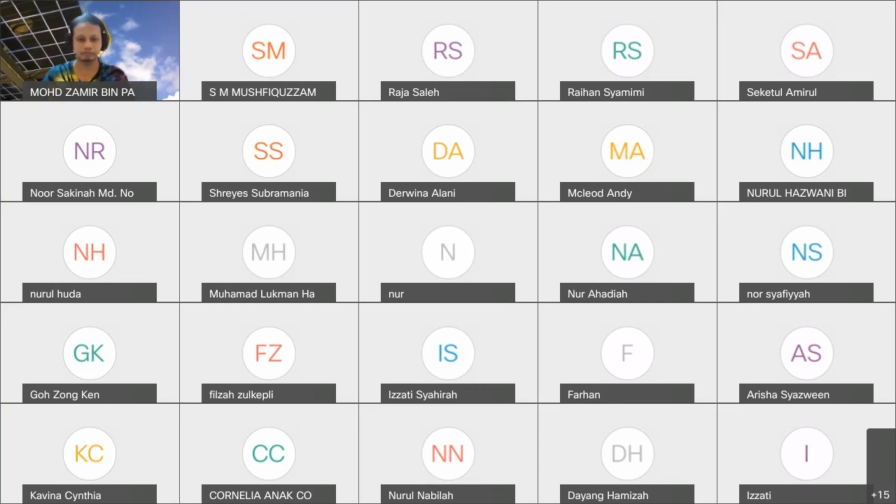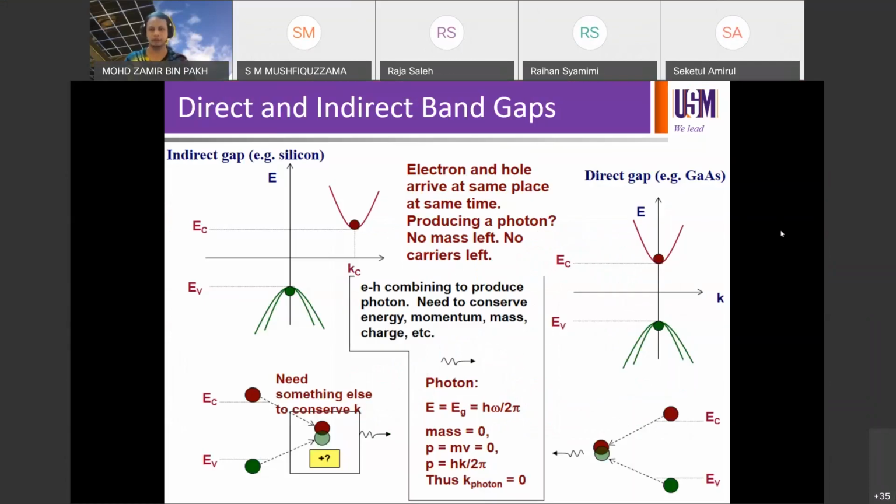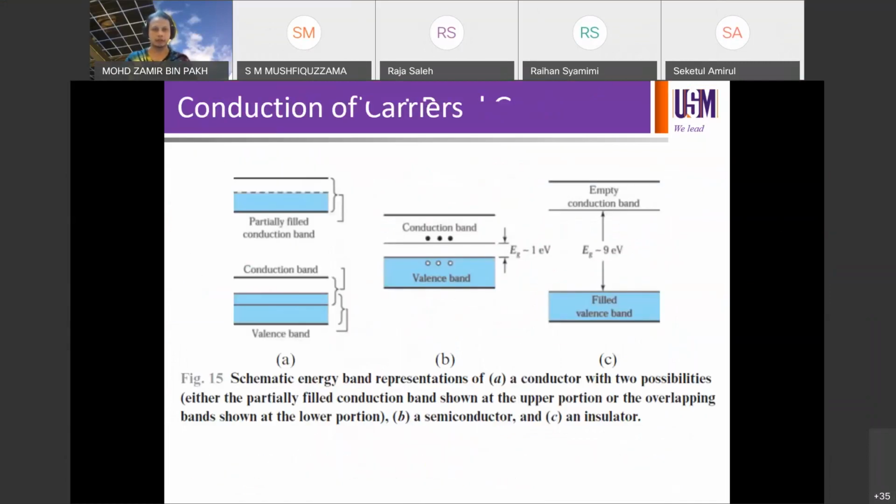Okay. So let me get back to the slide and continue. So I think you have got some ideas of the light emission from silicon. So it can be done, but it needs to be in different forms of semiconductor. So it can be done. So I'll give you the link later on the references just now. So let's continue with conduction of carriers.